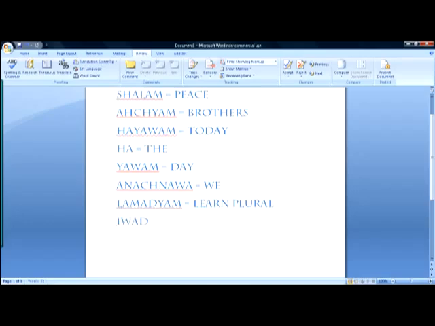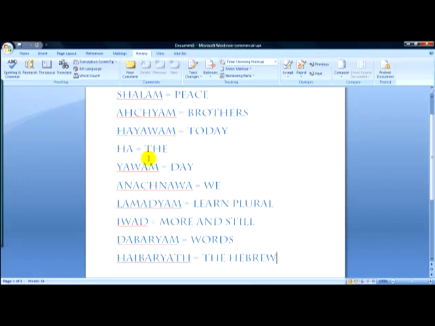Iwad, which means more and still, and then Dabaryum, which is words. The word dabar is word, and the yum at the end makes it plural. Alright, and then the last word here is Ha'Ibaryath, and Ha'Ibaryath is the Hebrew. Alright, so that's what I said. Peace, brothers. Today we learn more words, the Hebrew.